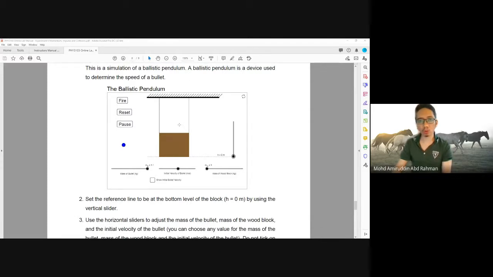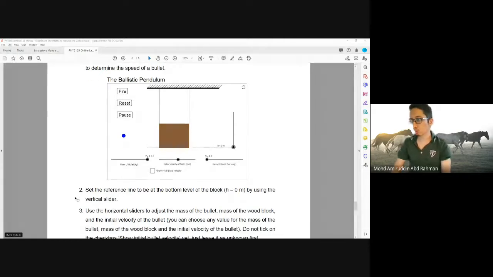So you go there. You need to reset the reference line to be at the bottom level. Basically, you need to set the bottom line to be at the bottom by using the vertical slider. This is the vertical slider over there. So let's go to O-physics.